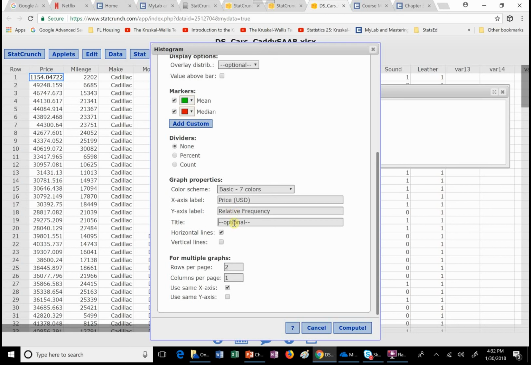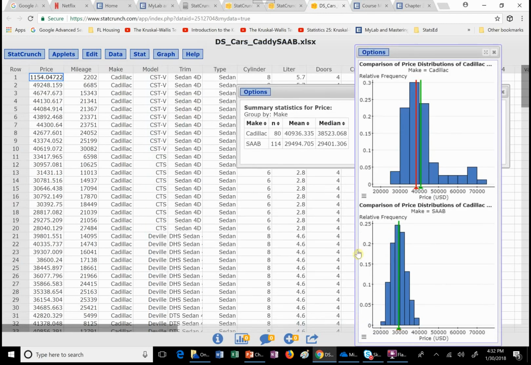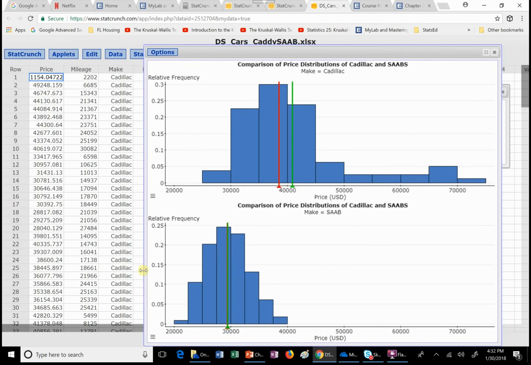And finally, we're just going to say that we're going to compare the two price distributions, right? Oops. Something like that. Okay. And hit compute. The graph will initially be kind of scrunched, so you just pull it over a little bit. And it looks like that.